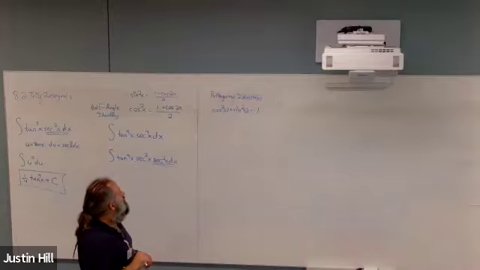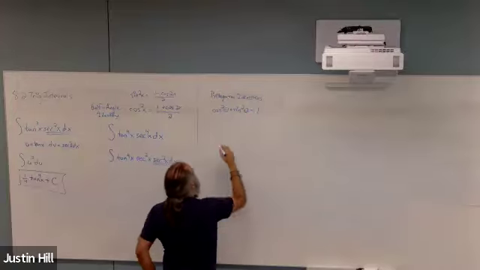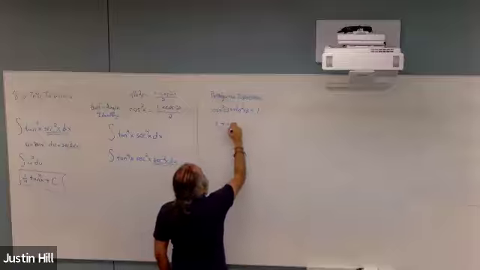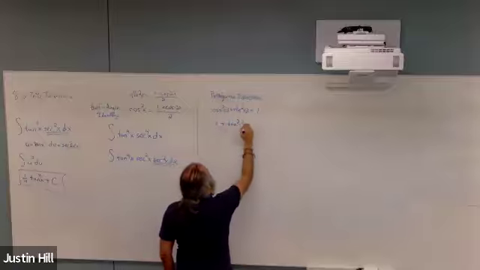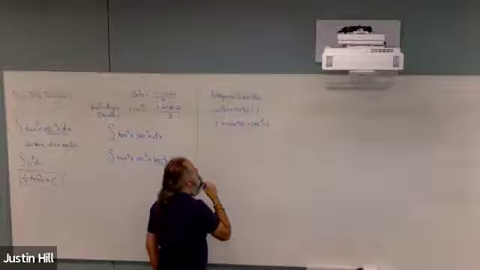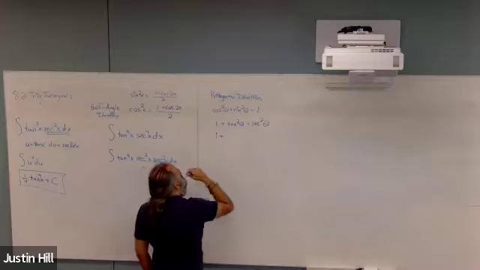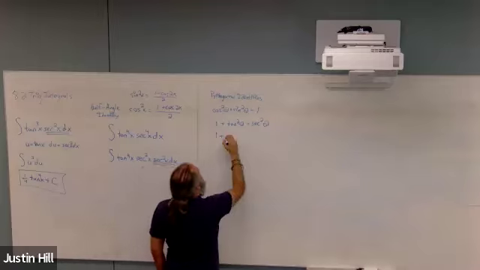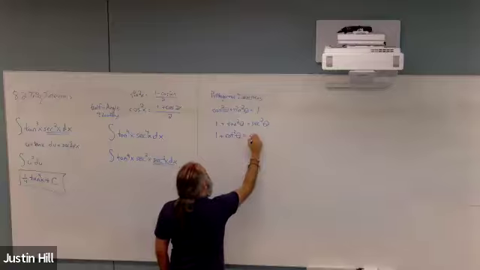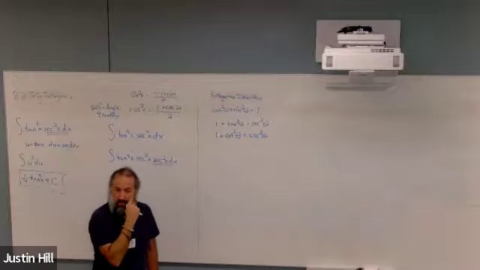So the second one should say 1 plus tangent squared theta equals secant squared theta. There's even a third that would say 1 plus cotangent squared theta equals cosecant squared theta. These are the three Pythagorean identities.